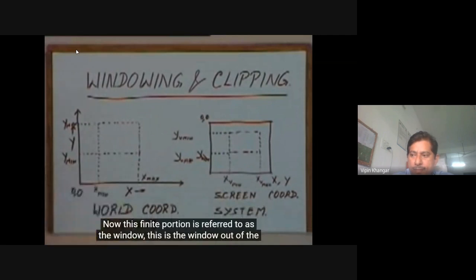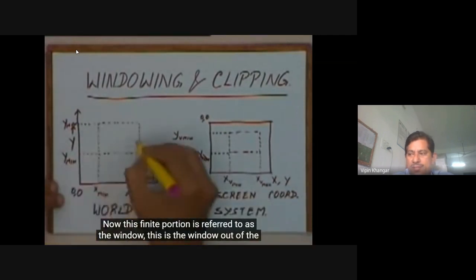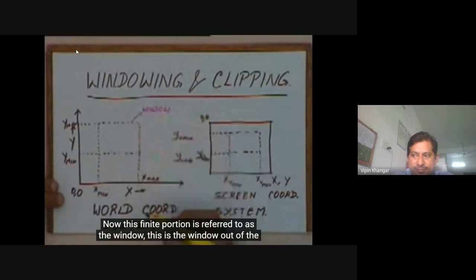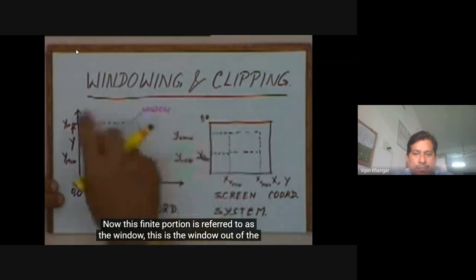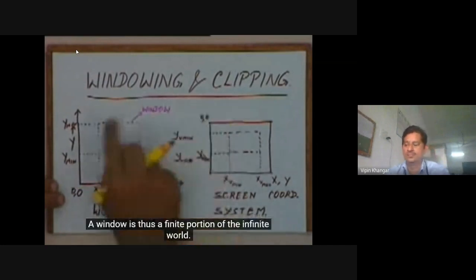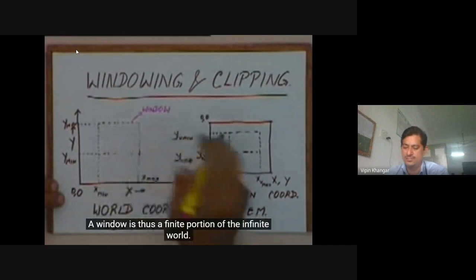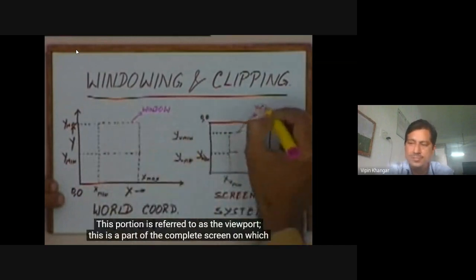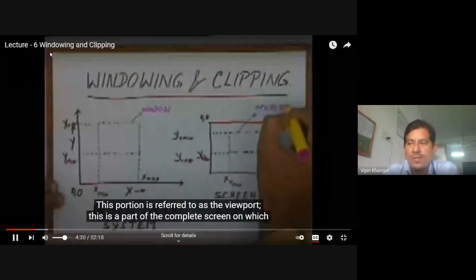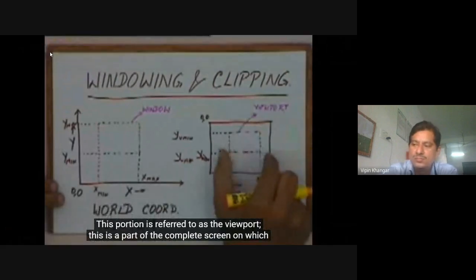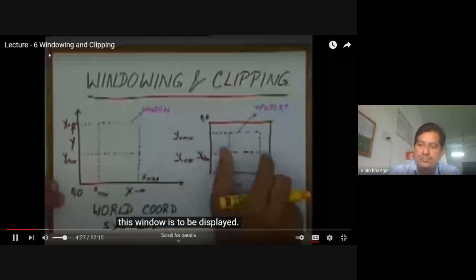Okay. Now, this finite portion is referred to as the window. This is a window out of the infinite world. A window is thus a finite portion of the infinite world. This portion is referred to as the viewport. This is a part of the complete screen on which this window is to be displayed.